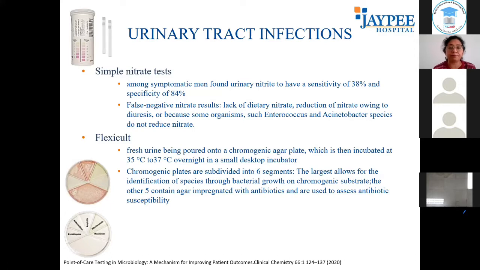The Flexicult. The Flexicult again is a very unique chromogenic agar plate which is divided into 6 quadrants, and one big quadrant is for the culture to be put, wherein it's a color based test on the basis of which you can see the growth and semi-quantitate the bacteria in urine. The other 5 quadrants are impregnated with antibiotics. So on the basis of in which quadrant the bacteria is growing, you can say whether it will be susceptible to the antibiotic or resistant. If it grows, it is resistant. If it doesn't grow, probably it is susceptible.